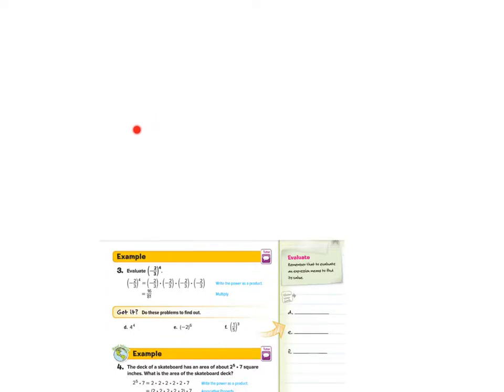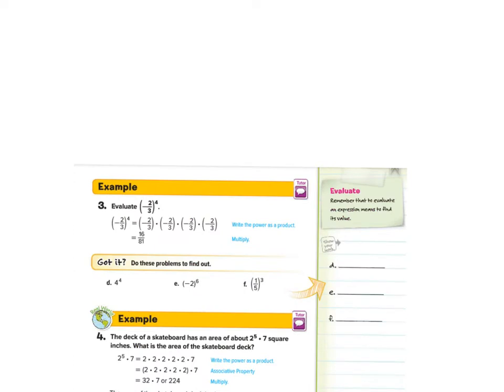And you can see that once you multiply 2 times 2 times 2 times 2, you get 16. 2 times 2 is 4, times 2 is 8, 8 times 2 is 16. And then 3 times 3 is 9, times 3 is 27, 27 times 3 is 81, so 16 over 81. Again, if you understand how to do this, pause the video now and try doing D, E, and F on your own. Pause now.